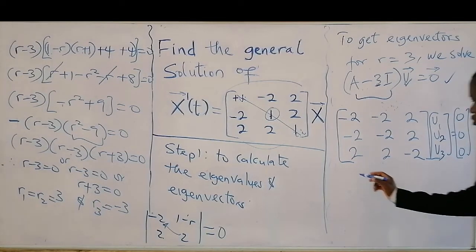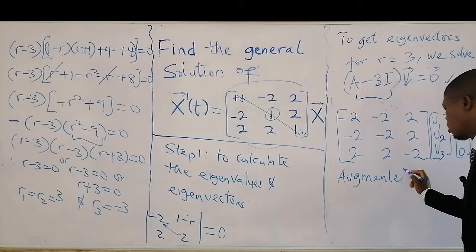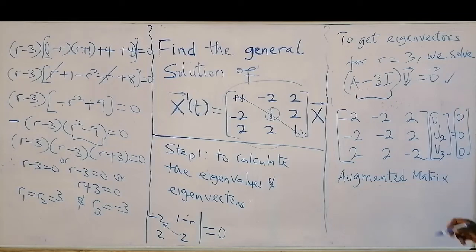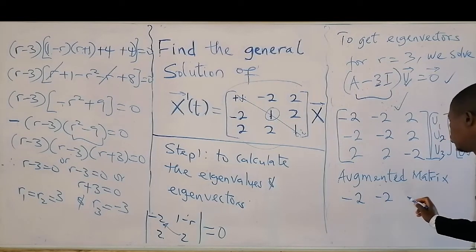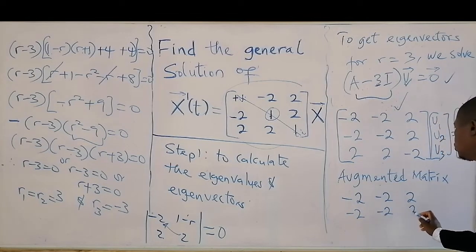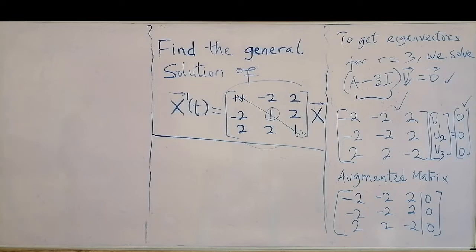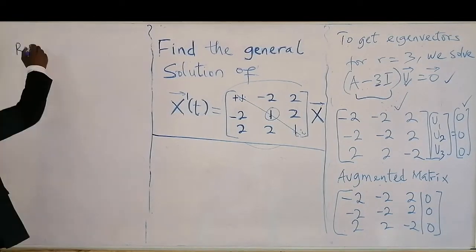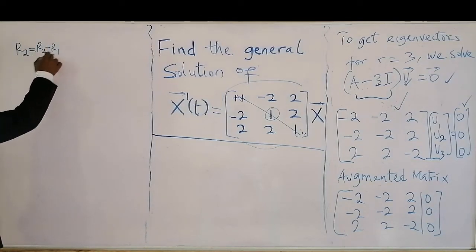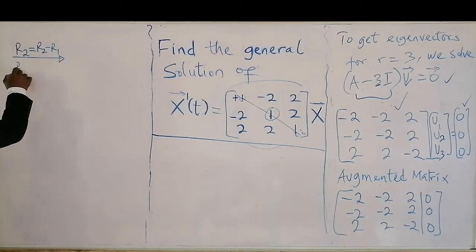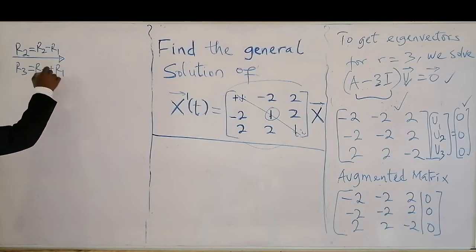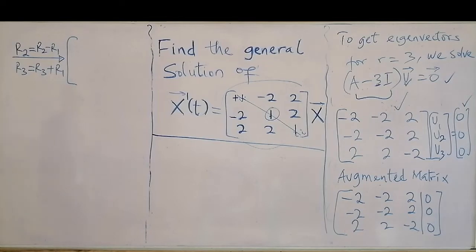Then the next thing to do now is to get the augmented matrix, and that will be the combination of this matrix and the equal value. So that will be minus 2, minus 2, 2, minus 2, minus 2, 2, 2, 2, minus 2, combined with the equal value. So that's the augmented matrix. Then we solve that. R2 is equal to R2 minus R1, then R3 is equal to R3 plus R1. Our reference point is row 1, that one is not changing.